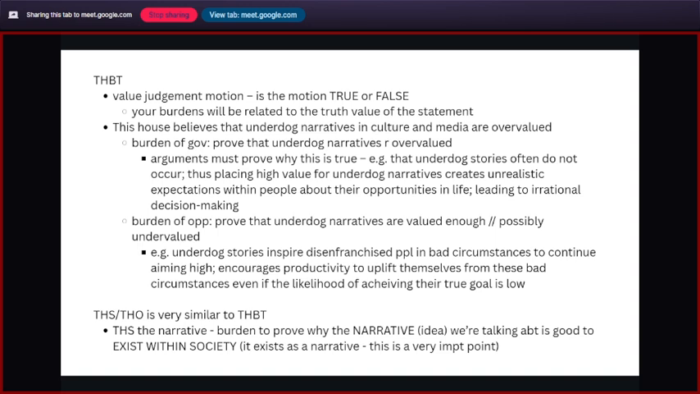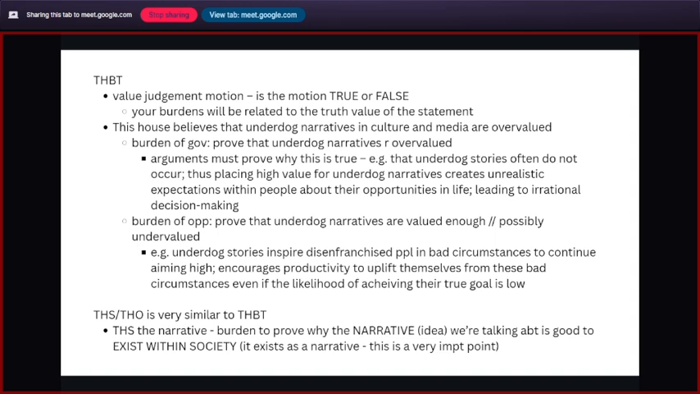You ask yourself, how exactly are you supposed to prove this burden, right? This is why we bring up burden of proof. It's because you're telling the judge, I understand what my goal is, and I am going to prove these goals within my case, right? Within my speeches. You're going to prove why underdog narratives are overvalued.